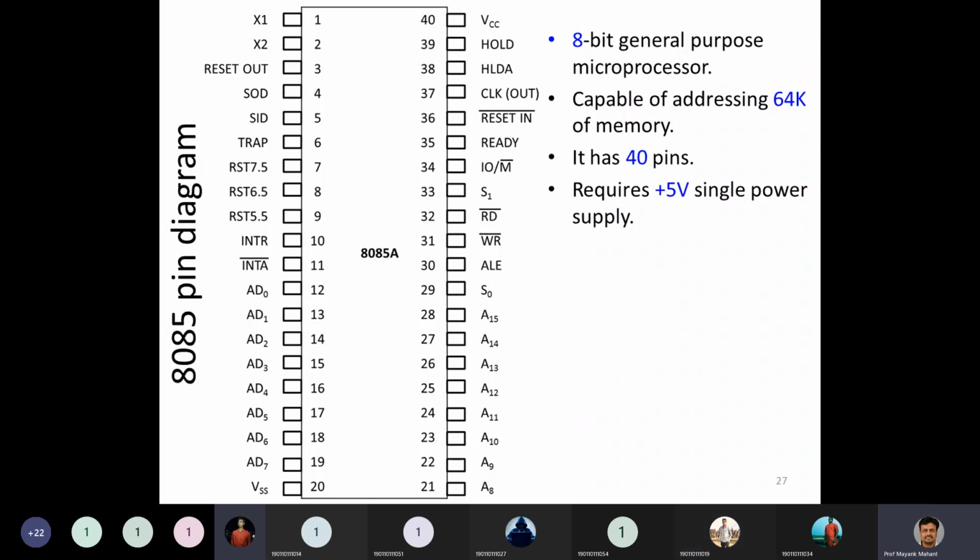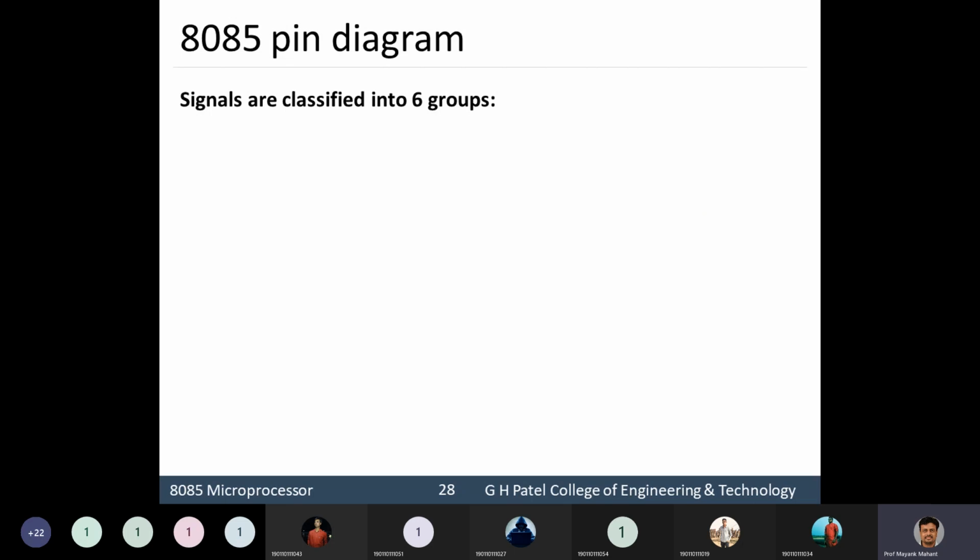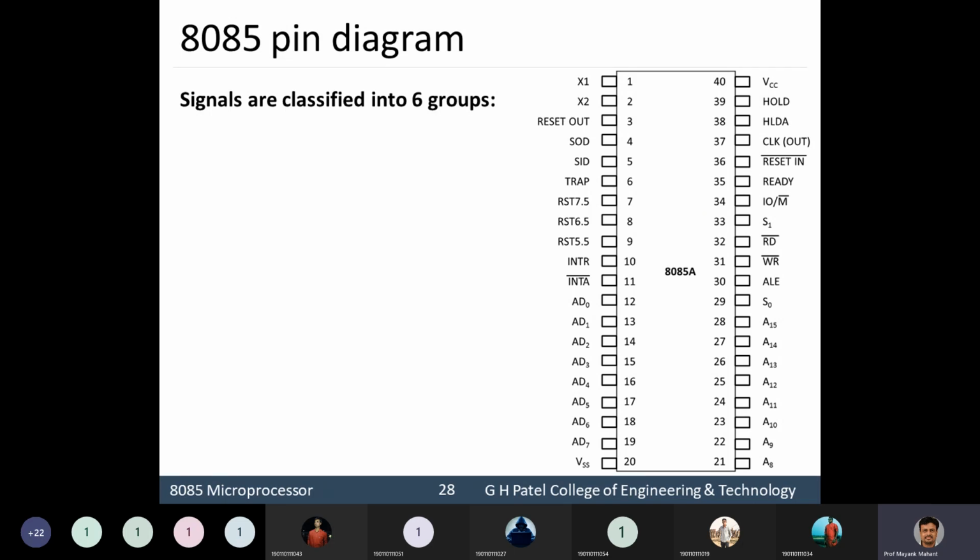Sir, because it has 16 address pins. Yes, it has 16 address lines. So each address of a memory location is 16 bits. So 2 raised to 16 will come out to be 64 kilobytes. It is a 40-pin chip, requires a 5-volt power supply. All these pins are used for signaling purposes.